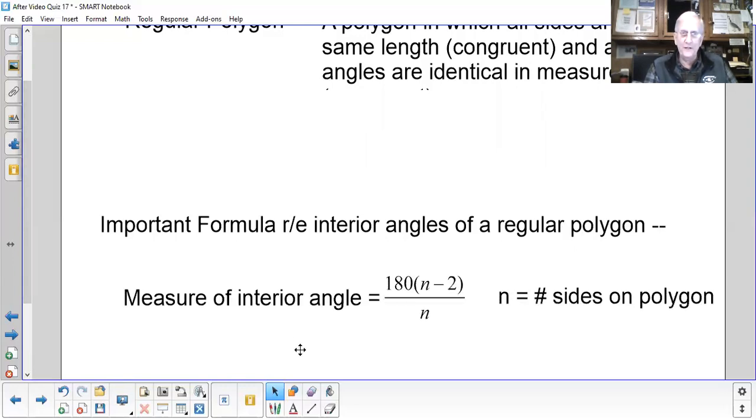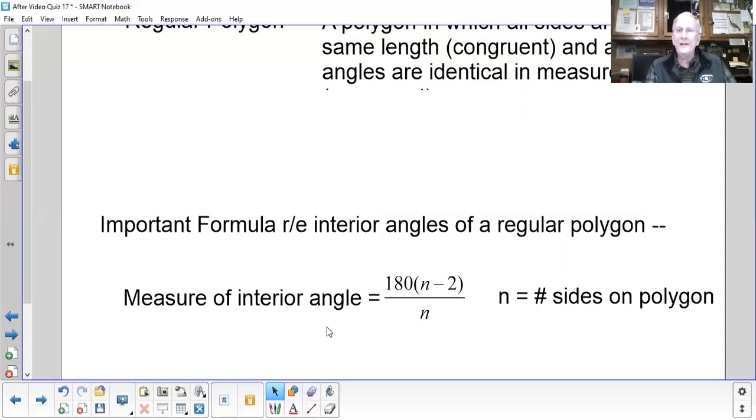The formula is the measure of the interior angle of any regular polygon is equal to 180 degrees times n minus 2, where n is the number of sides. That's the number of triangles, in other words, times 180. And then that gives you the total of the angles within the polygon, and you divide it by n, which is the number of angles, same as the number of sides, and that'll tell you the answer to the question.